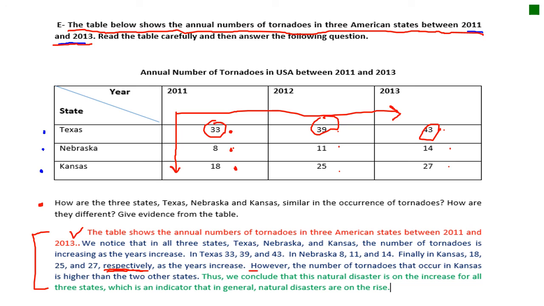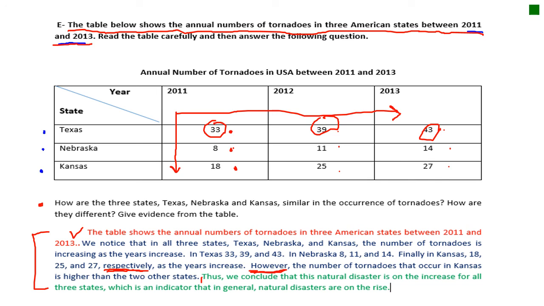However, this is the difference. Here we talked about the similarities, all increasing. However, this is the difference. You can say nevertheless, you can say yet, you can say but. However, the number of tornadoes that occur in Texas is higher than the 2 other states. So this is my analysis here.